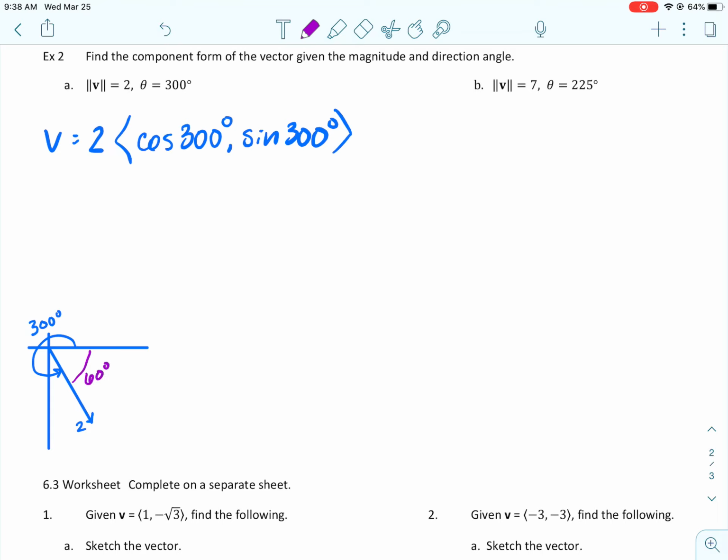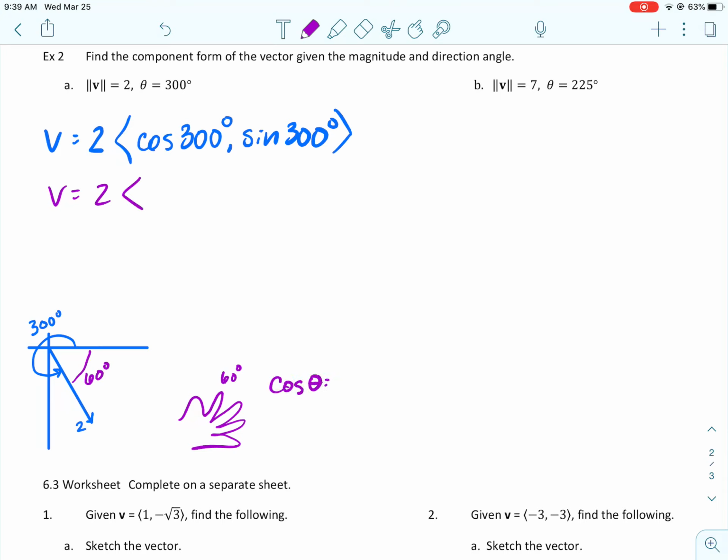Now 300 degrees is not on our hand to do the hand trick. So what we have to do is find the reference angle, which would be this one right here. And so hopefully you guys can see that that is 60 degrees, because the 300 and the 60 would add up to give you 360 for a full rotation. Okay, and so then I can go to the hand trick.